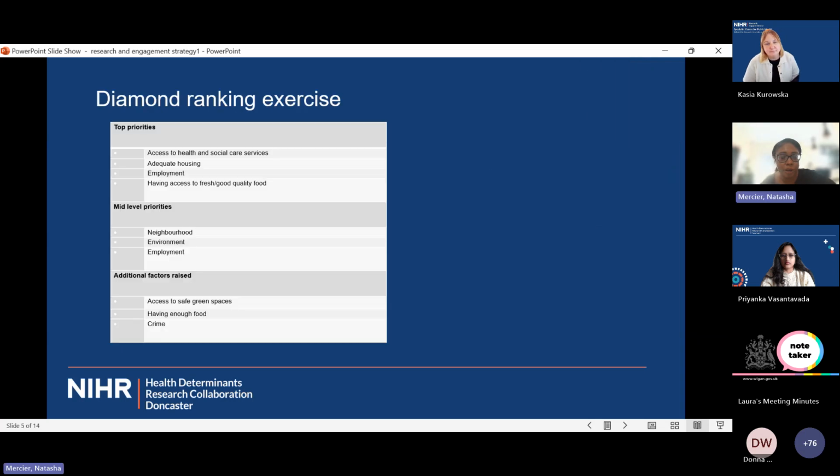And these are just the priorities from the day. I'm hoping you can see that. It's very, very small on my screen, but top priorities came out as access to health and social care services, adequate housing, employment, and having access to fresh and good quality food. Mid-level priorities included neighbourhood, employment, environment, and there were some additional factors raised around access to safe green spaces, having enough food, and crime rates.